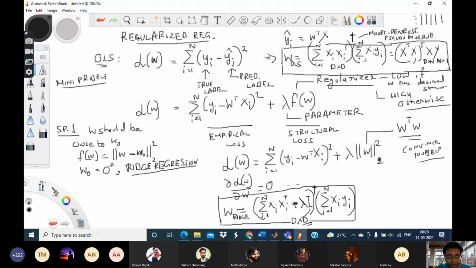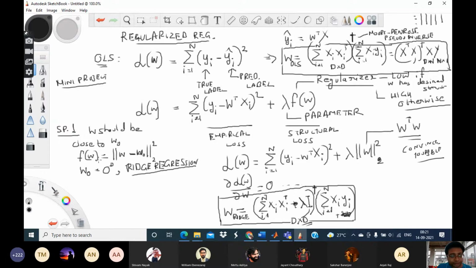If instead of the origin you had considered some other value of w naught, then just one extra parameter, something like lambda w naught, will come into this expression. It will not be very significantly different. That expression we had also derived yesterday, so you can just check it for reference.